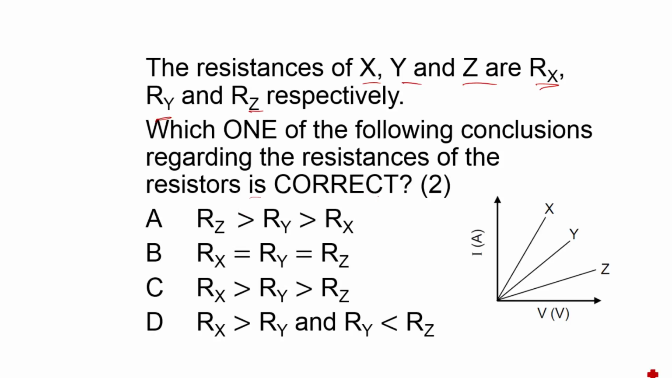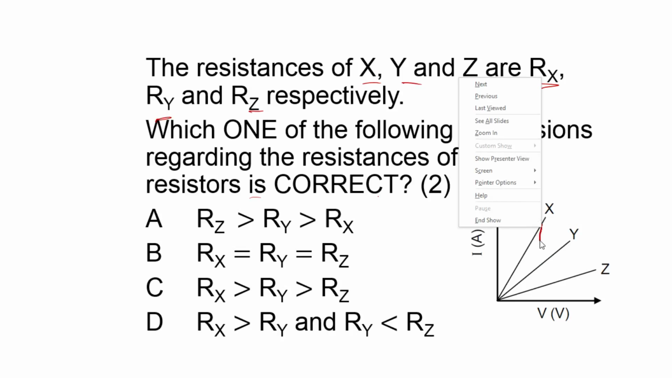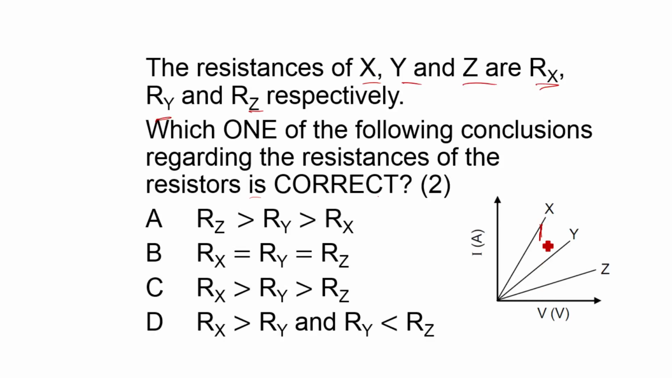Now, what I'm going to do here is just try and analyze this a little bit and get ahead of what I'm going to be asked. If I take, for a certain potential difference across these resistors, Z gives me a lower current, Y a slightly higher current than that, and X gives me the highest current.